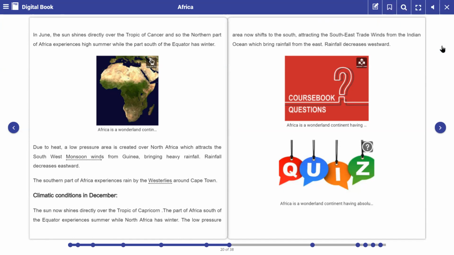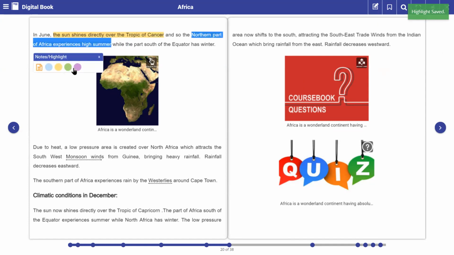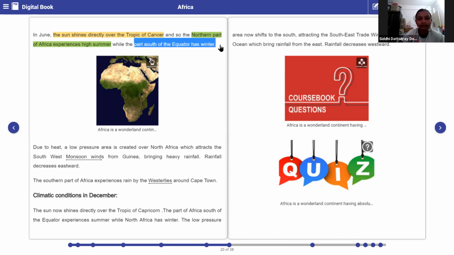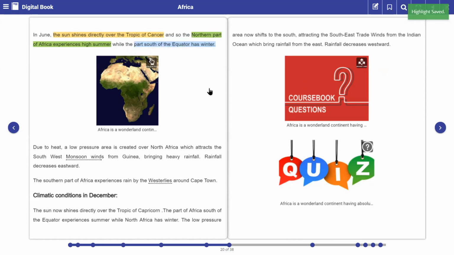But what about the southern part of Africa? Can you see? It's shady. It's not shining. In the image also, it is given clearly. What does the southern part have? Winter. Please underline this. In June, the sun shines over the Tropic of Cancer, and therefore the northern part experiences high summer and the southern part experiences what? Winter.